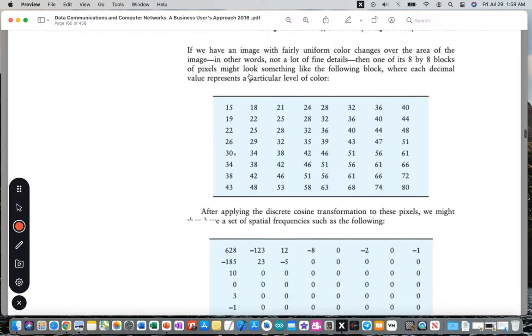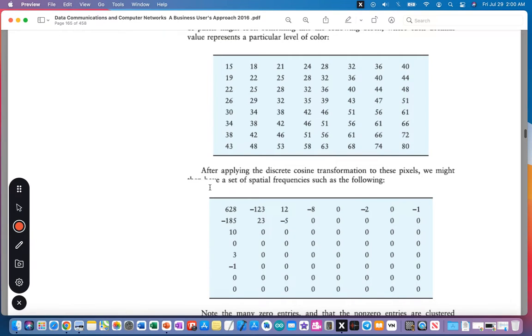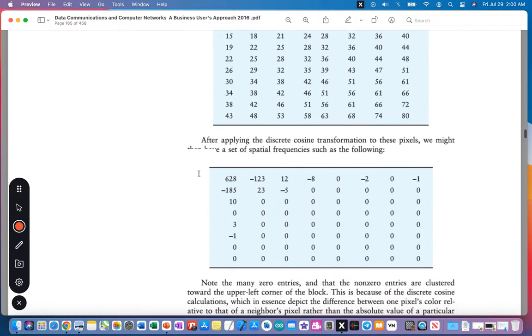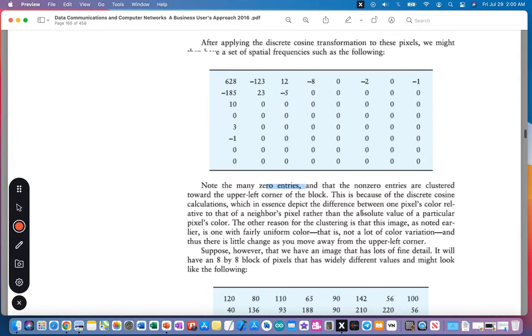So it shows something here, then apply the discrete cosine transformation. We might set up special frequencies like the below. Note the many zero entries, and that the non-zero entries are clustered toward the upper left corner of the block. This is because of the discrete cosine calculation, which in essence depicts differences between one pixel color relative to that of a neighbor's pixel rather than the absolute value of a particular pixel color.